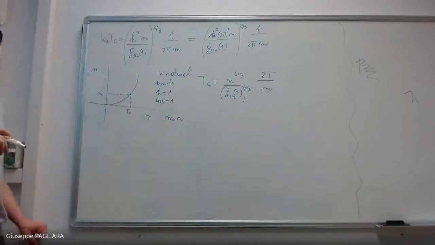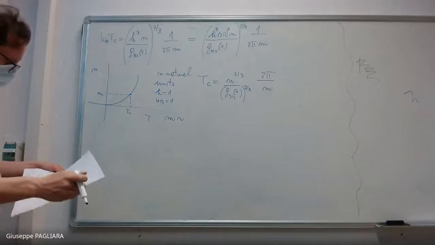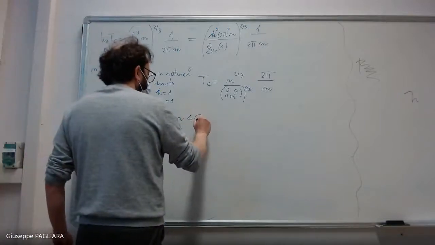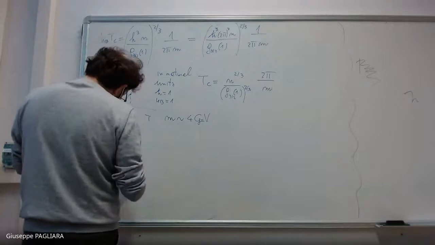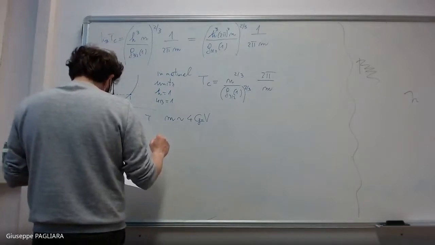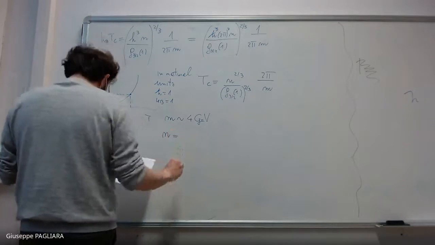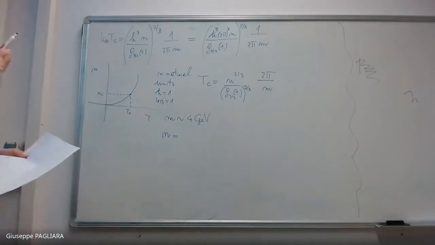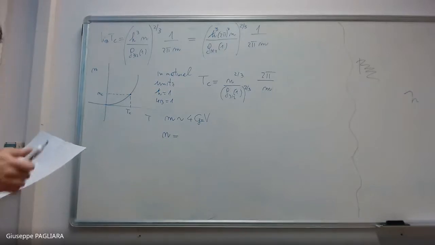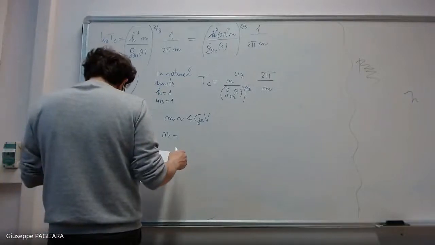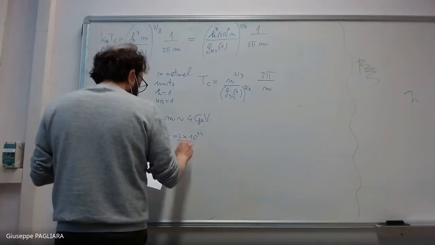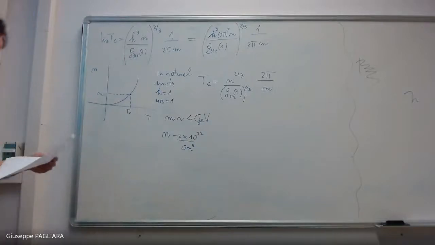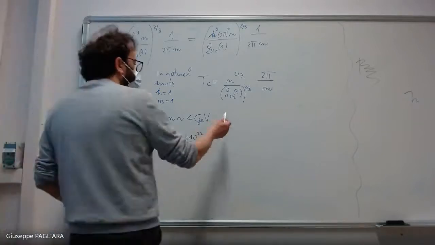So we are studying helium 4. Just to make an order of magnitude estimate, let me put 4 GeV. And the number density, which I think is correct, if I take it from the real density of helium 4 at a small temperature, is 2 times 10 to 22 divided by centimeter cubed. Okay, so now it's a matter of doing the calculation.